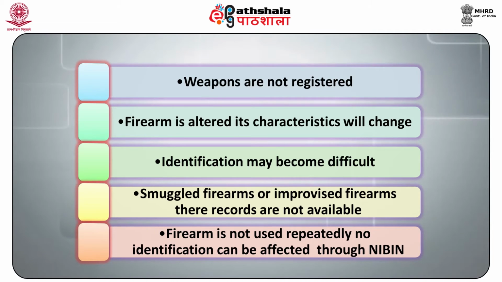The fourth disadvantage is that many firearms used in crimes in our country are smuggled firearms or improvised firearms. Their records are not available anywhere. The fifth disadvantage is that if the firearm is not used repeatedly, no identification can be effected through NIBIN.